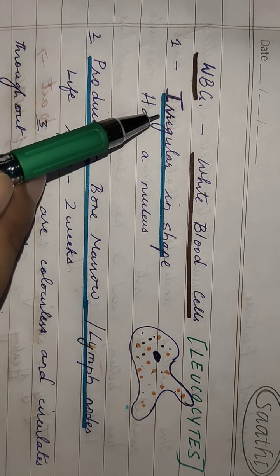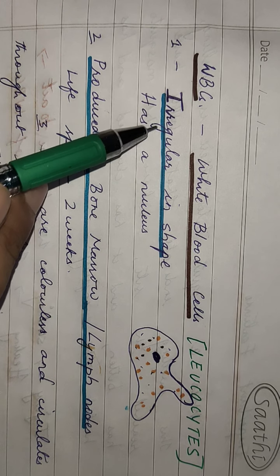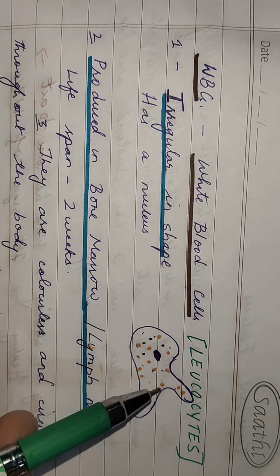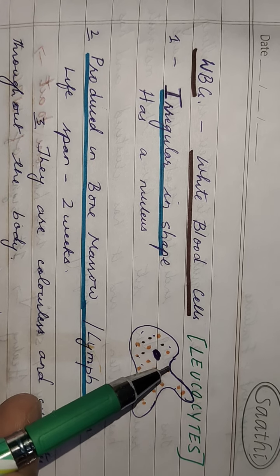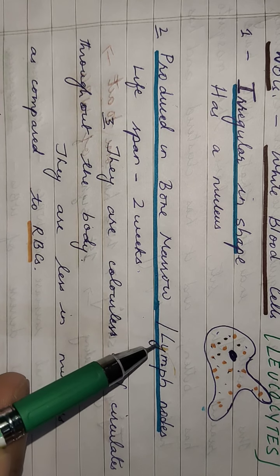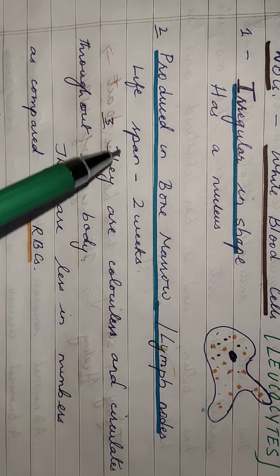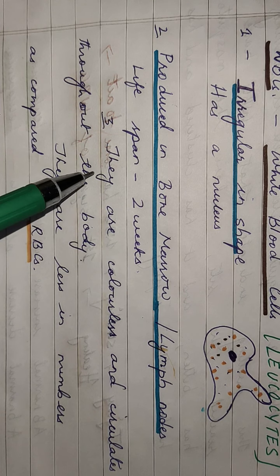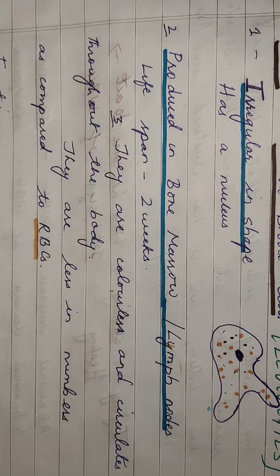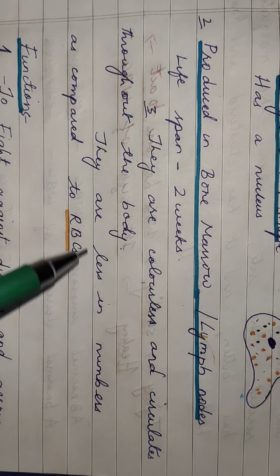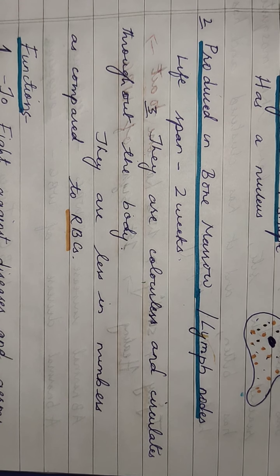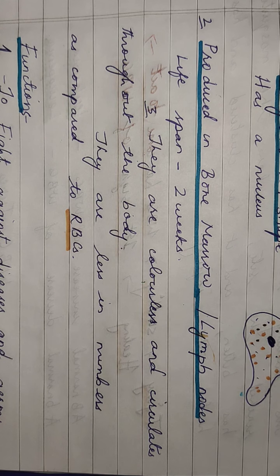So first is characteristics. It is irregular in shape, has a nucleus. It's irregular, same like Euglena, amoeba shape, okay? Shapeless. It is produced in bone marrow and lymph nodes. The lifespan is 2 weeks. They are colorless and circulate throughout the body. And they are less in numbers as compared to RBCs. So these are very important characteristics of this.